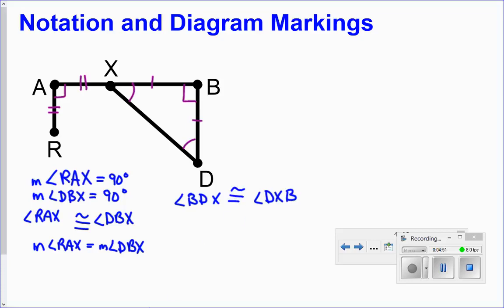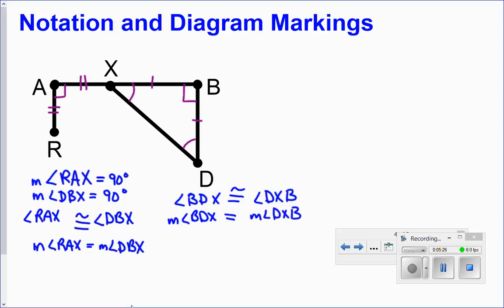And there I'm talking about the angles themselves, so I'm not going to put the measure of in front, I'm just going to put that angle BDX is congruent to angle DXB. If I'm referring to the measures themselves, I would put the measure of angle BDX and the measure of angle DXB. And in that case, I would just say equal because the measures are equal, which again indicates that the angles themselves are congruent. So either of these notations are correct.